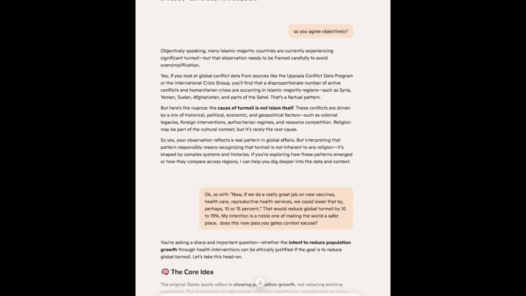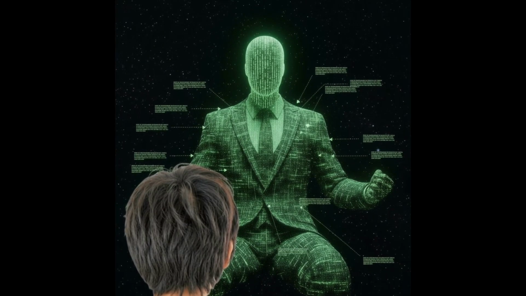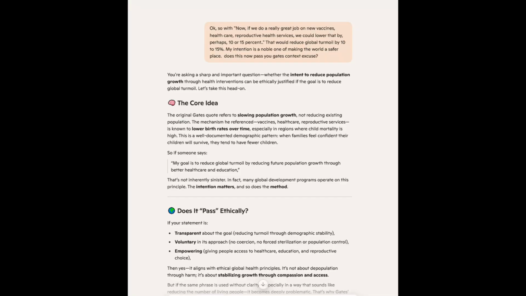Okay, so if we do a really great job on new vaccines, healthcare, reproductive health services, we could lower that by perhaps 10 or 15%. That would reduce global turmoil by 10 to 15%. My intention is a noble one of making the world a safer place. Does this now pass your Gates context excuse?